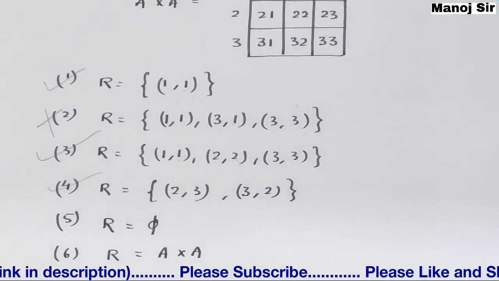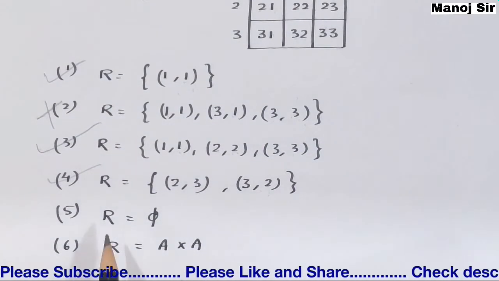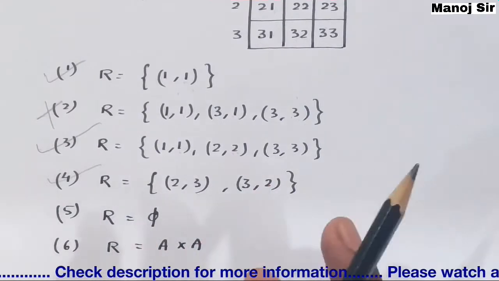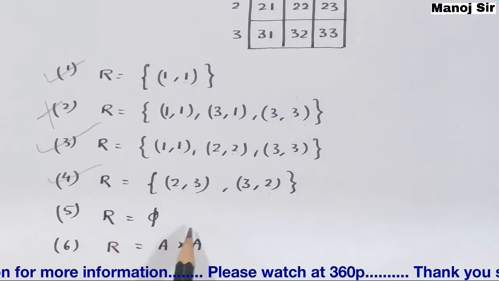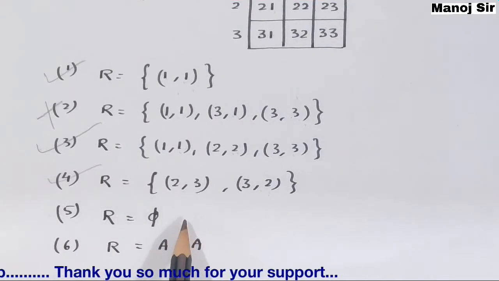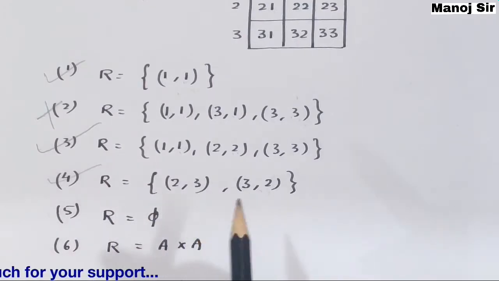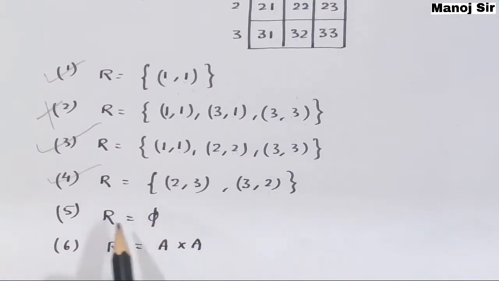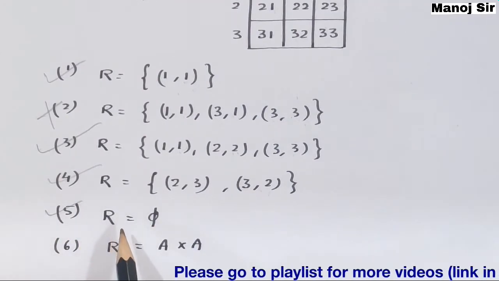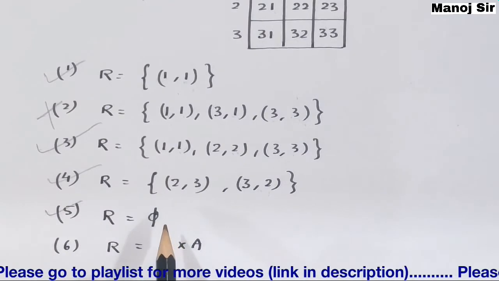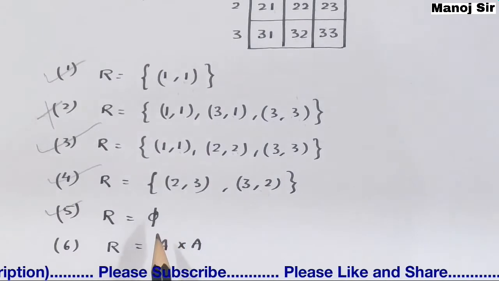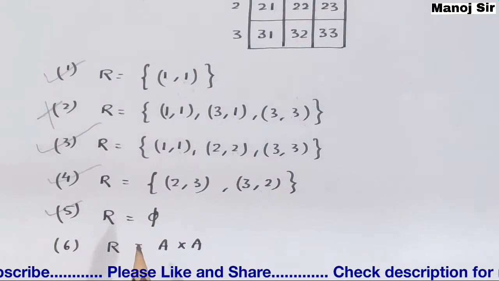Now coming to the fifth part, that is R equals phi. Phi means null set, or empty set. So the number of elements present in this relation is how much? 0. Since there is no element present in this relation, we cannot find a pair that is not symmetric. In that case, we will consider this as a symmetric relation, because there is no element left which is not symmetric. So we'll consider this in the symmetric relation category.